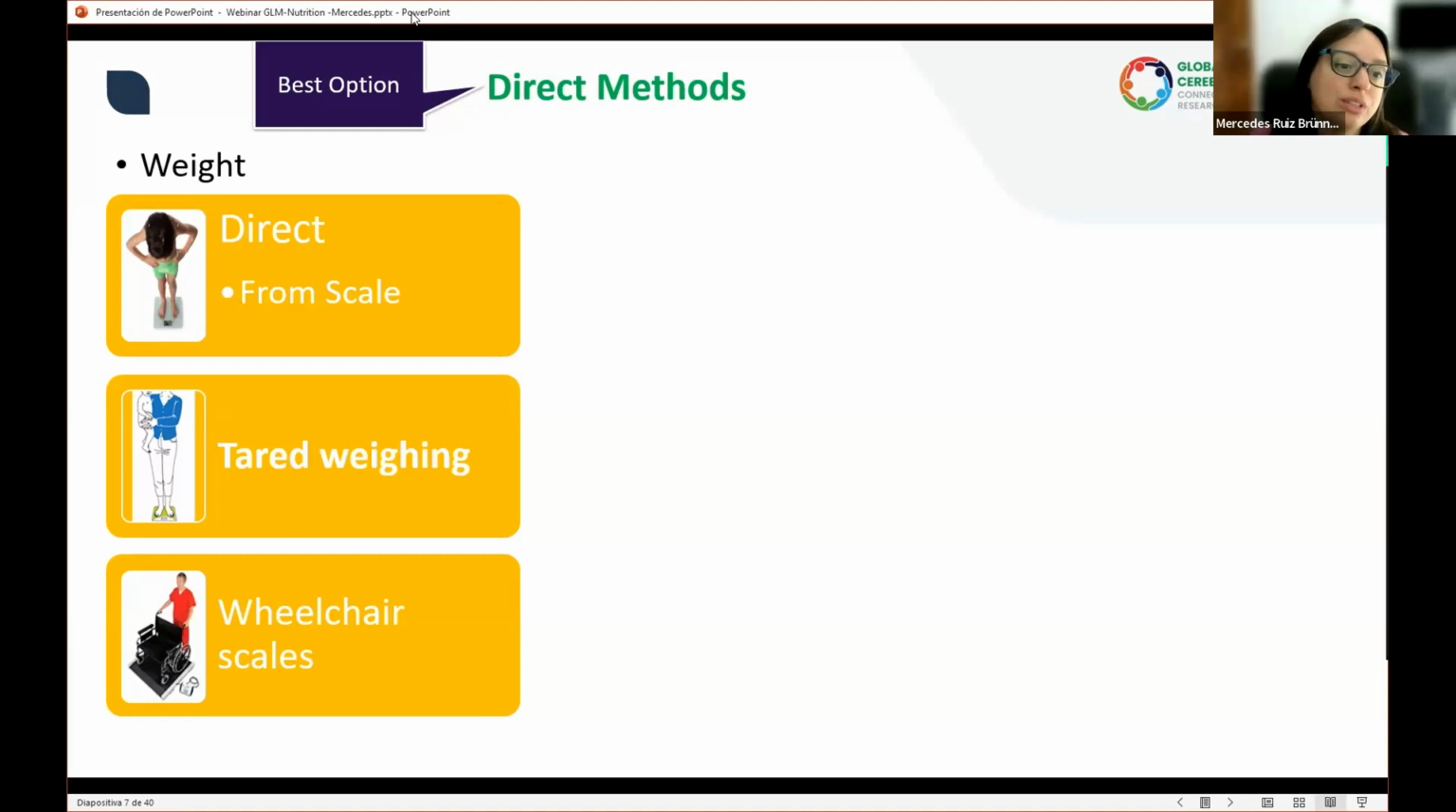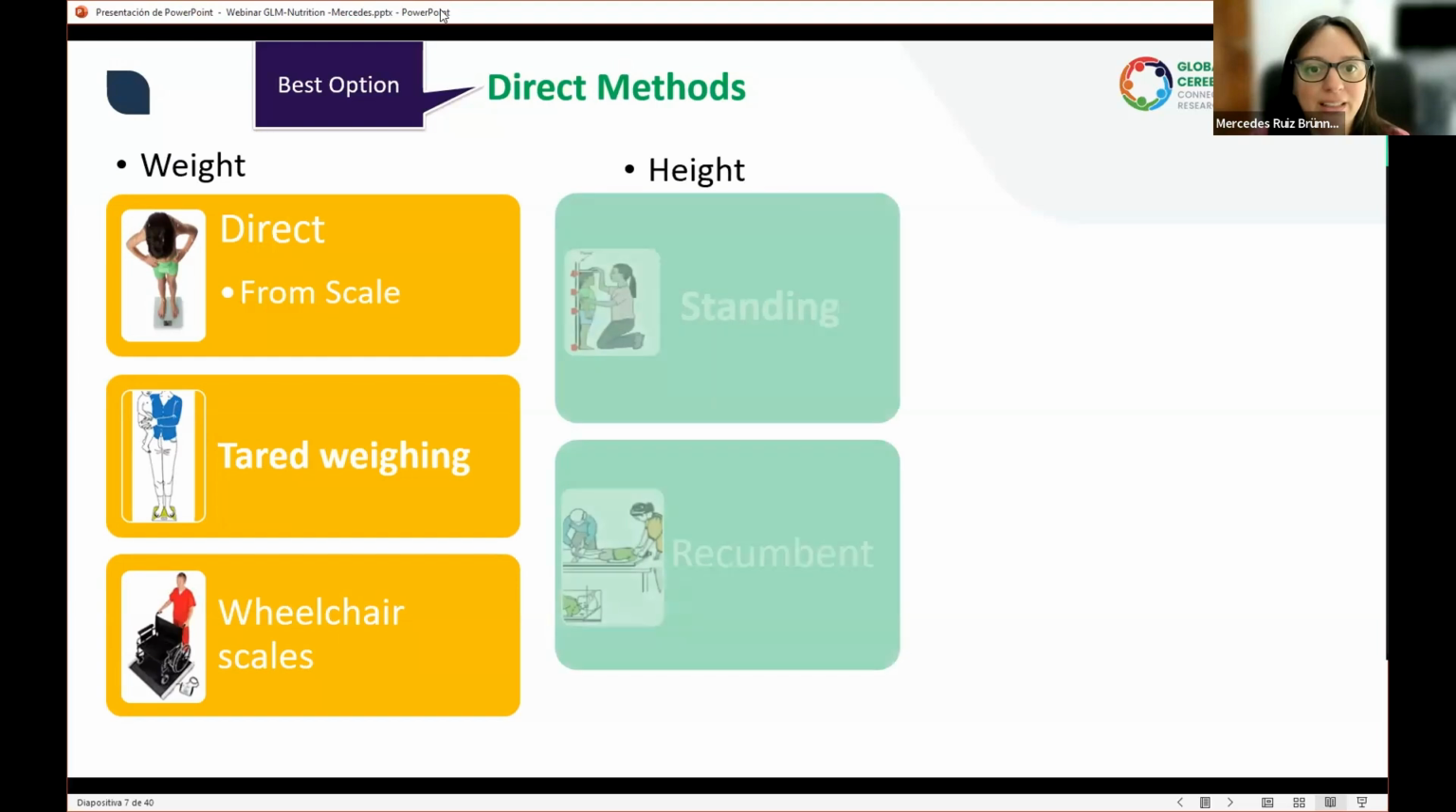We can also use this weight that a parent picks up a child, and then we discount the weight of the parent, of the caregiver, and then we have the wheelchair scale that is also a good option. We use the wheelchair scale a lot also for children that are not in a wheelchair, but they don't have a lot of stability, and sometimes they sit in the scale, or we put a regular chair in the scale, and they sit. So sometimes it's a good option, but it's an expensive option, and sometimes we don't have it in all the consultations.